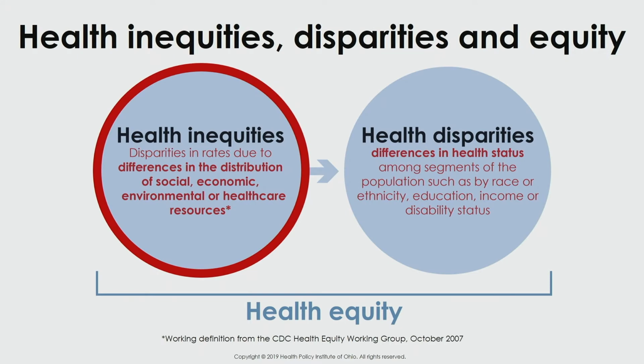So these definitions come from a CDC working group on health equity. Health inequities are disparities in rates due to differences in the distribution of social, economic, environmental, and healthcare resources. A good example is lead poisoning. People that live in housing that is older, less well-maintained, and in neighborhoods with lower median incomes are more likely to have elevated blood lead levels and then deal with the serious health consequences that come with it.